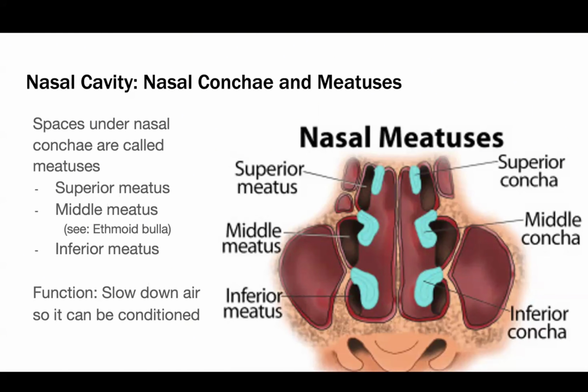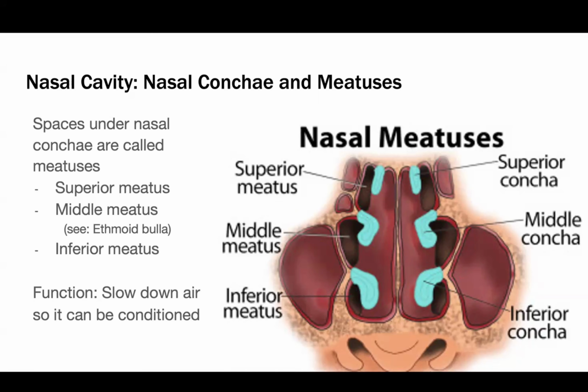There's little spaces between each concha called meatuses. Again, these are named after the concha. We've got the superior meatus below the superior concha, the middle meatus, and the inferior meatus.